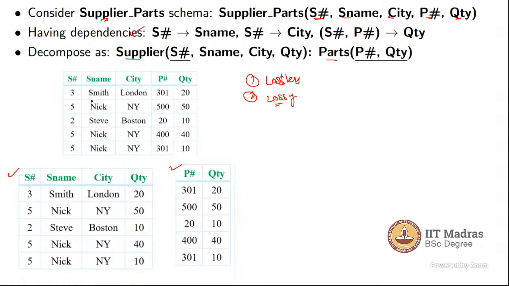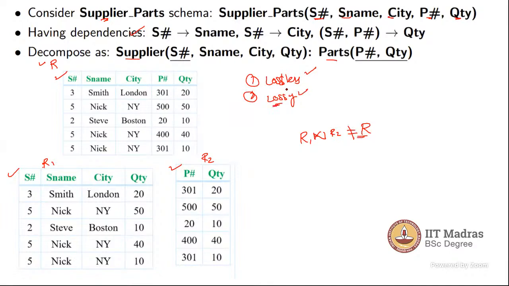Suppose I am decomposing one big table into two or more small tables. If I join those tables, I should get the same table, right? So suppose this is relation R, and this is R1 and R2. Now I decompose relation R into R1 and R2. When I perform the natural join between R1 and R2, I should get the same relation R. Then I can say that this decomposition, R1 and R2, is a lossless decomposition. If it is not equal to R, if we are getting some extra tuples or fewer tuples, then we can say that our decomposition is a lossy decomposition.